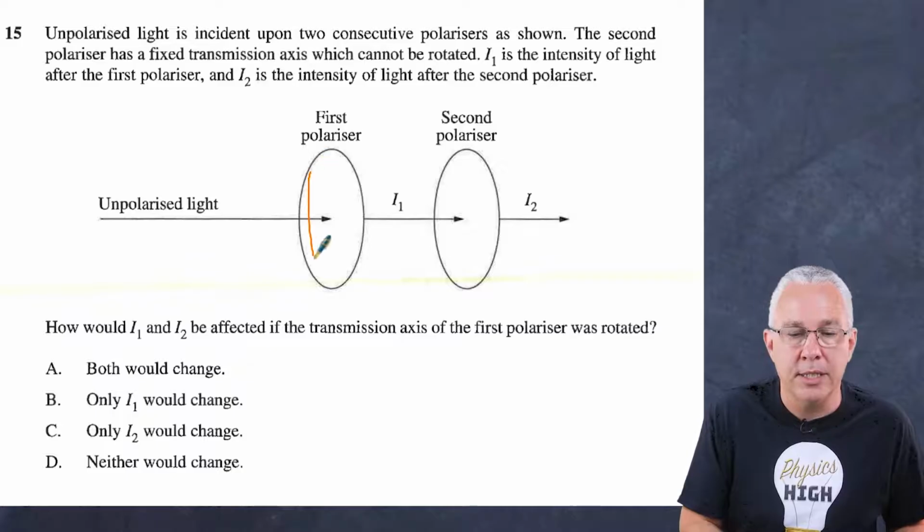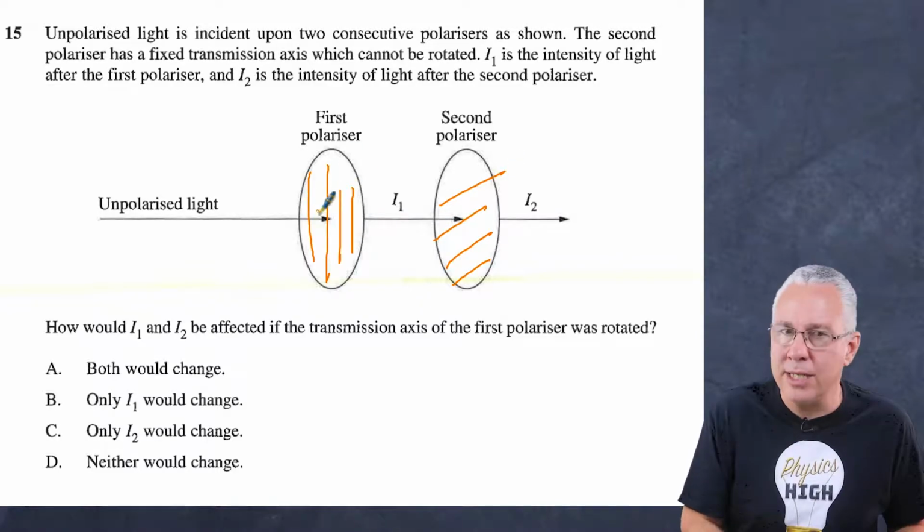Well, in other words, this is our first position over here, and our second position, let's say, make it at some sort of angle like so. If this one is rotated here, then the intensity of I1, which will be half of the original intensity, is going to stay the same. So in other words, rotating the first polarizer will not affect I1.